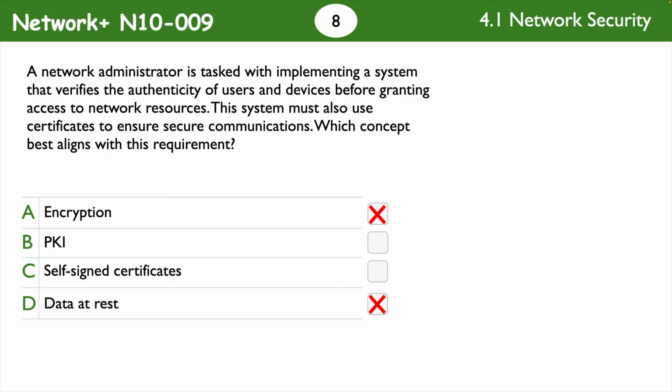And that's going to leave us with PKI and self-signed certificates. Okay, so we can rule out C. Self-signed certificates are generated without a trusted certificate authority, so CA. While they can provide encryption, they are less secure and do not address the broader requirements of user and device authentication. And that is going to leave us with B, PKI, which is public key infrastructure. That's a framework for managing digital certificates and public key encryption, but it also ensures secure communications and enables authentication of users and devices.